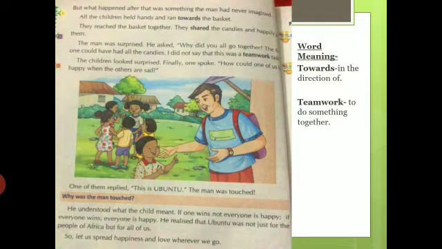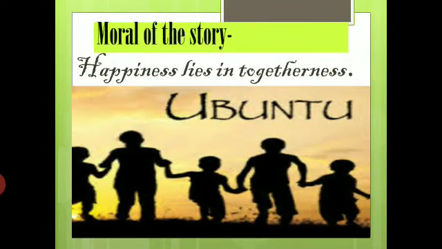So the moral we learn from this story is that happiness lies in togetherness. If we want to be happy, we should help each other, because happiness always lies in togetherness. If we are together, we can be happy. If we try to be happy alone, we can't be happy all the time. So this is Ubuntu. I am because we are. This is the theme of the story, and the value we have learnt is that happiness lies in togetherness.